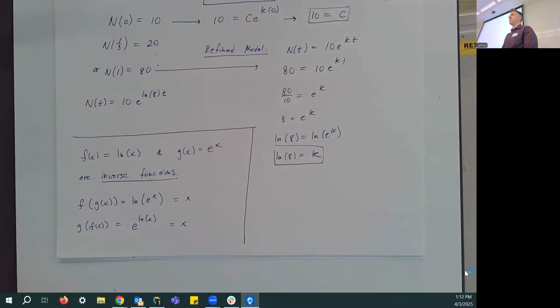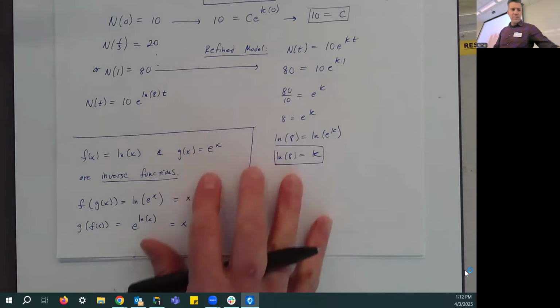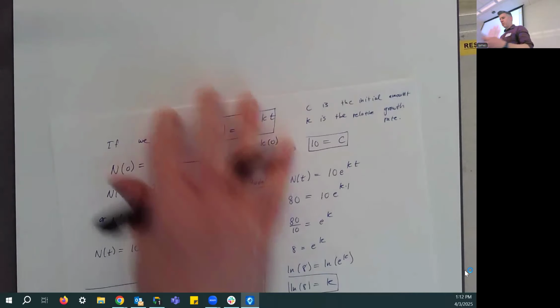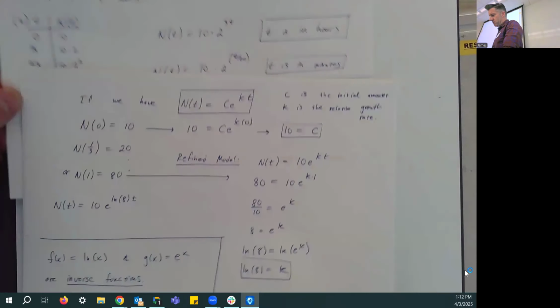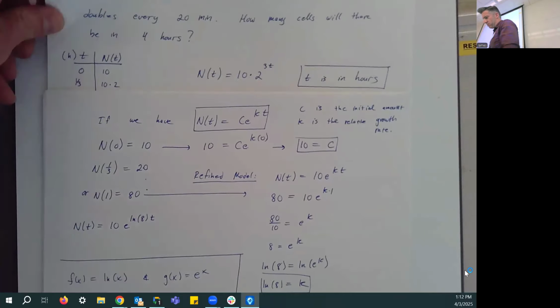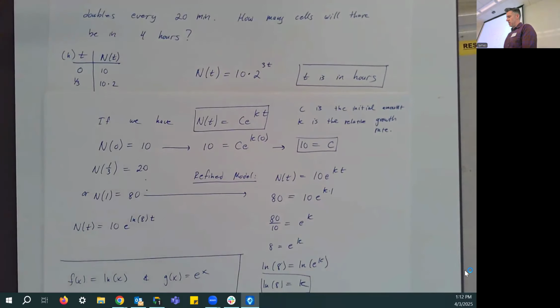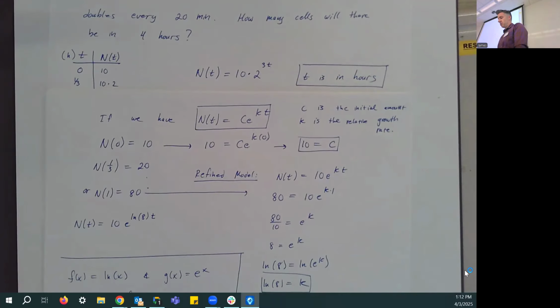Which doesn't look the same as it did before. Right? Before we had something very different. We had 10 times 2 to the 3t. Well, we got the 10 right, but e to the natural log of 8 times t, they are the same. Here's one way to see it.